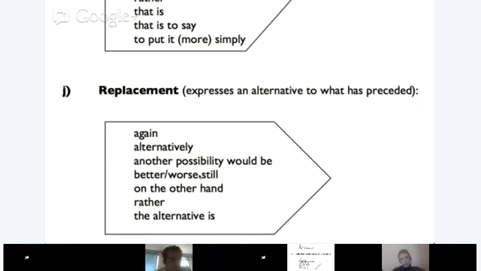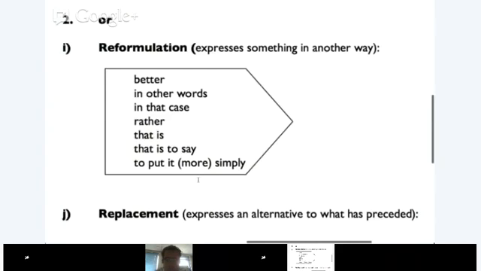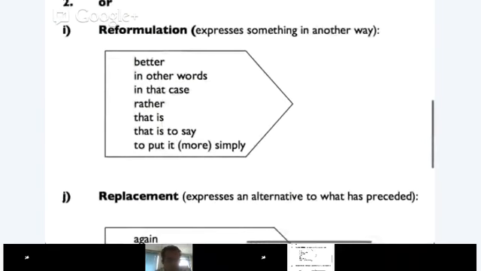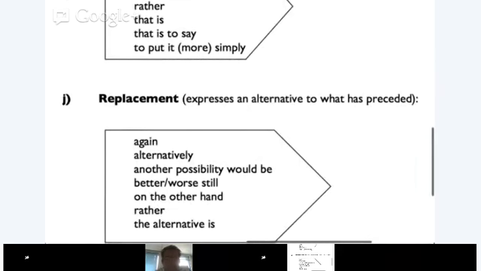And so "better still," "worse still," you would use when you are presenting an alternative that is either better or worse. Depending on what you're presenting, you would use either one of these words. You wouldn't use both of them. You wouldn't say "better, worse still." You would say either "better still" or "worse still." On the other hand, rather, the alternative is. Alternatively, and the alternative is. If you can see, a lot of these words are going to fit into more than one category. So "rather" is actually here in reformation as well as replacement. You're just going to have to practice with reading and writing and speaking, and you're going to have to find out which word goes where.